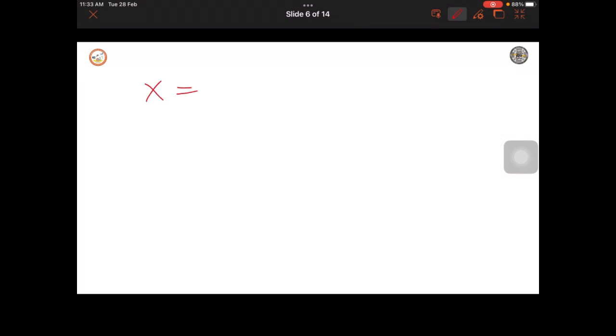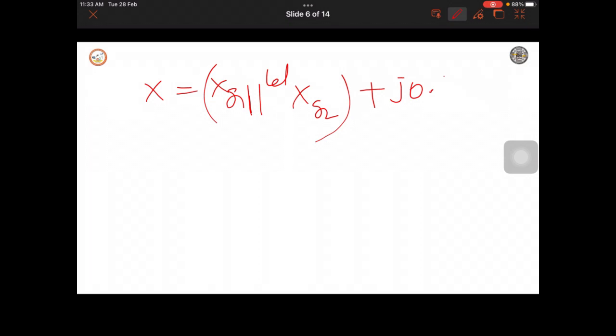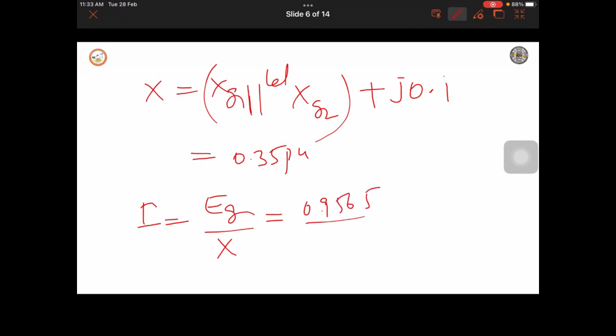Thereafter I will write the total per unit reactance in the circuit. Xg1 is in parallel with Xg2, and this is in series with 0.1. This value comes to 0.35 per unit. Now the current is voltage divided by the reactance. The voltage is 0.9565 from the previous slide, and the reactance is 0.35, so the total subtransient current is minus j 2.735 per unit.